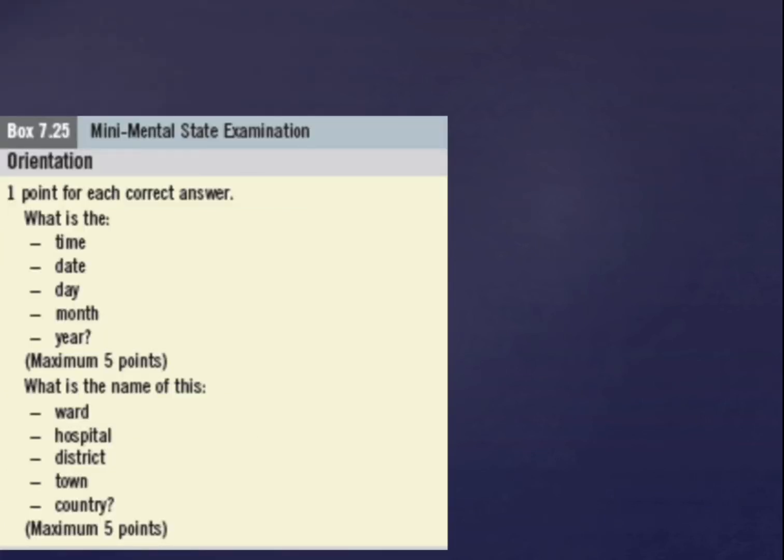So when we talk about orientation, what do we mean? You have to score 1 point for each correct answer. So you ask them what is the time, date, day, month and year. Then what is the name of this ward, hospital, district, town and country. So if they score everything correct, you give them a total of 10 points.